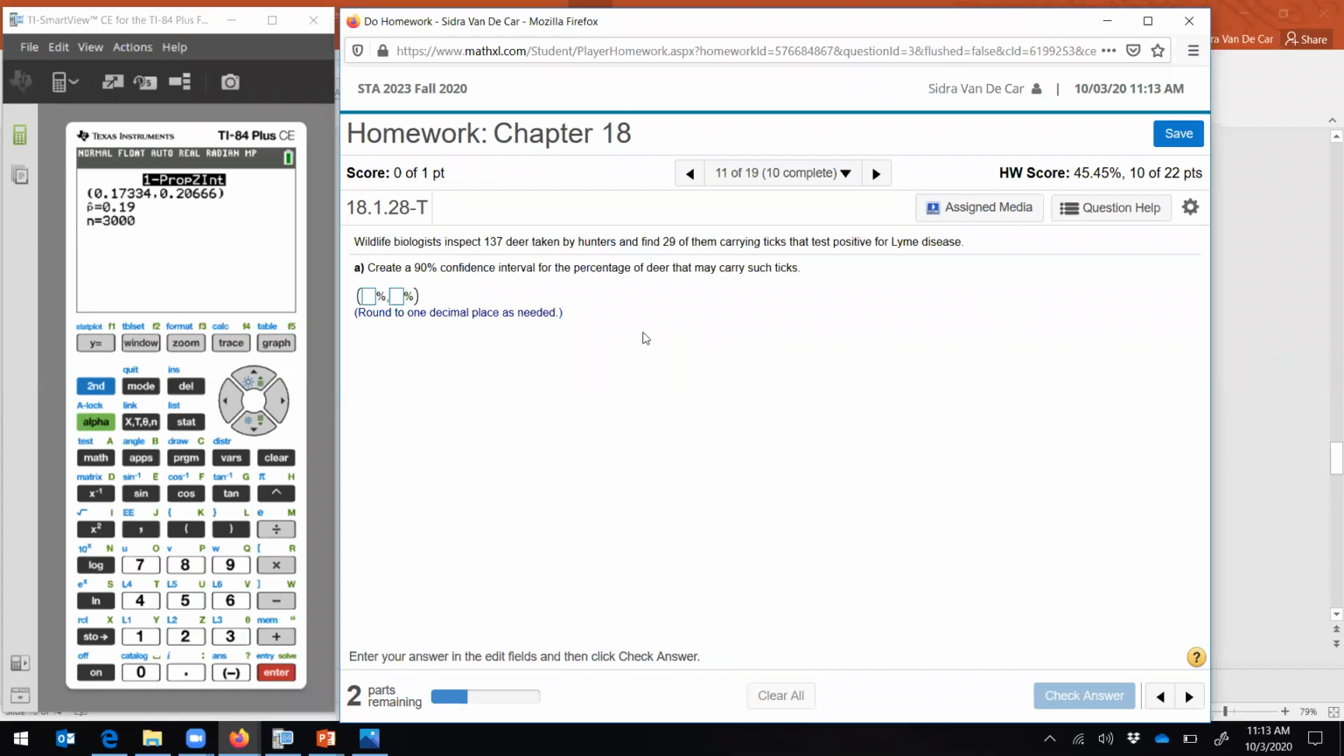All right. Wildlife biologists inspect 137 deer taken by hunters and find 29 of them carrying ticks that test positive for Lyme disease. 90% confidence. So let's go Stat, Tests, and go down to A. All right, so we're doing 29 out of 137.